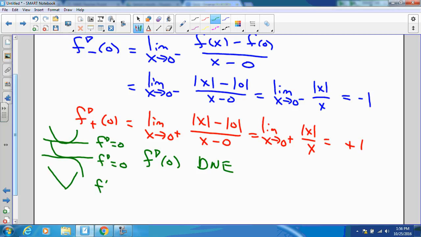So notice the difference. f prime is 0 here, f prime is 0 here, f prime fails to exist right here at the point. And that's actually what we'll cover tomorrow. How that works out. Does this make sense to everybody in terms of how we did the analysis? And the results are not too surprising, right?